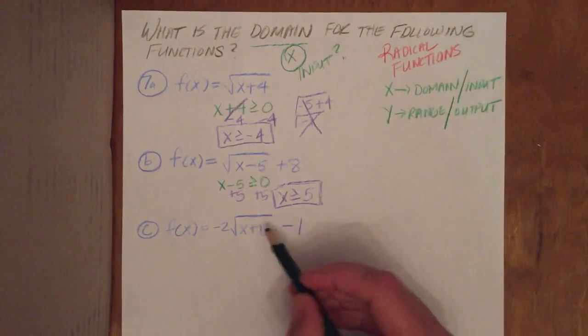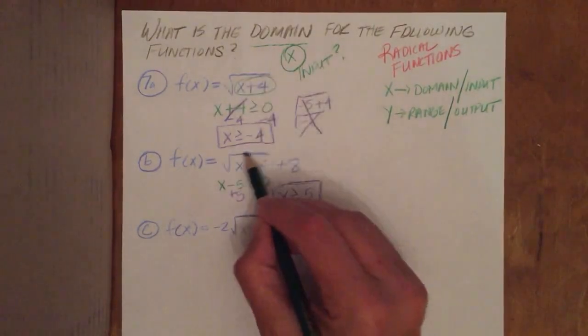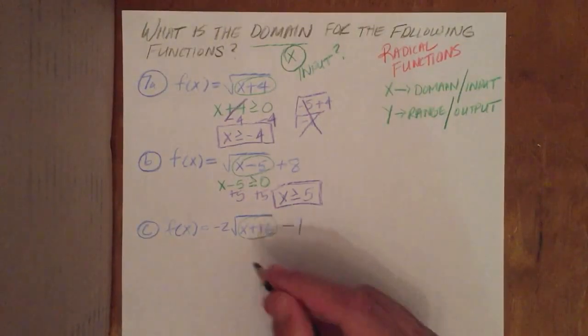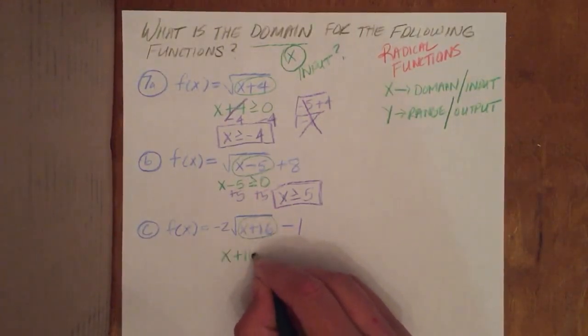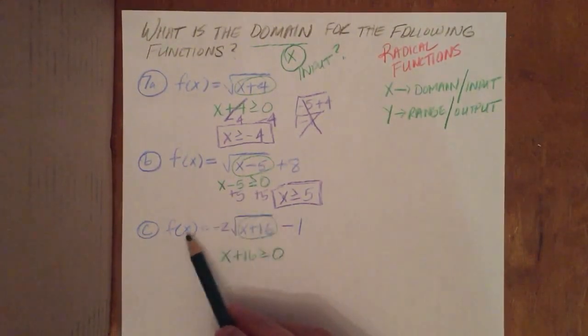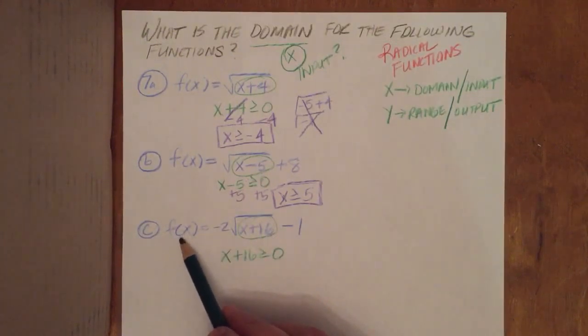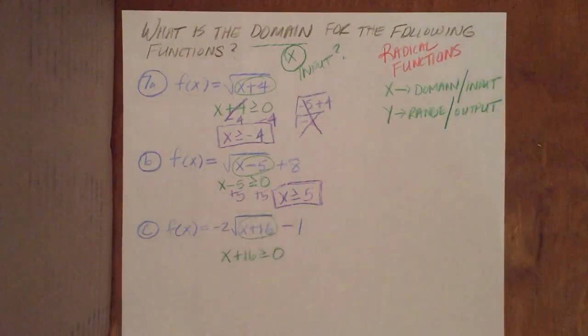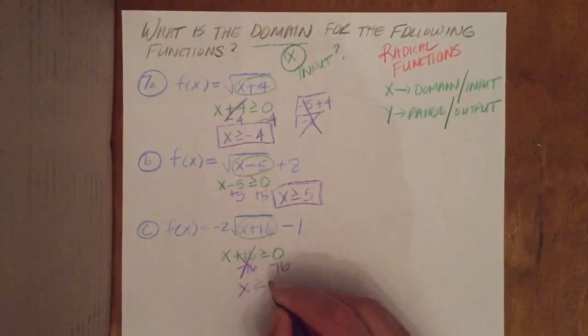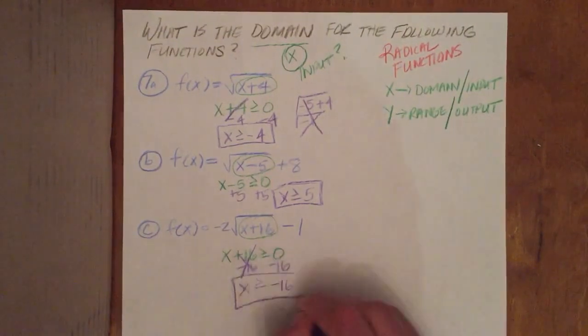And let's look at the last one. Again, this is what you're focusing on, what's underneath the radical. I know that x plus 16 has to give me something that is greater than or equal to 0. If it doesn't, then I have a negative. I can't take the square root of a negative, therefore I won't get an output. I won't get a y value. So I'm going to solve this. I'm going to subtract 16. So x has to be greater than or equal to negative 16.